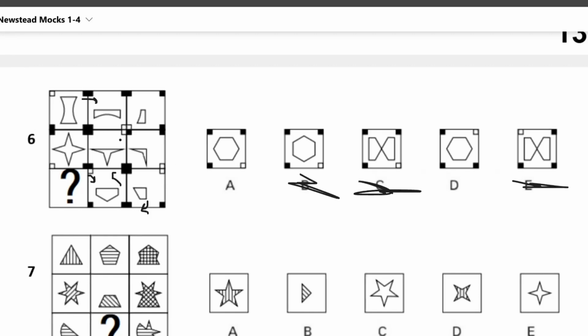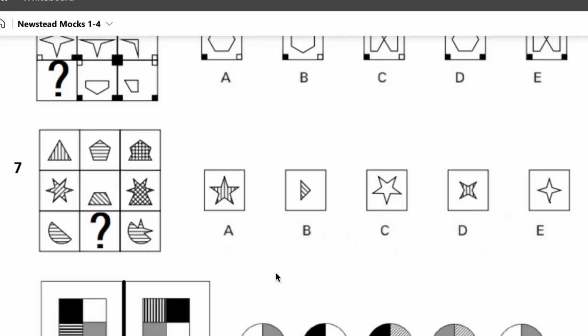Now we need to pay attention to these little squares. These small white squares are always going anti-clockwise in the vertices. If we focus on this middle row, it starts off over here, goes up anti-clockwise, and then goes here anti-clockwise. So this one has to go anti-clockwise. If it's here, it's going to go anti-clockwise over there, which looks like A.